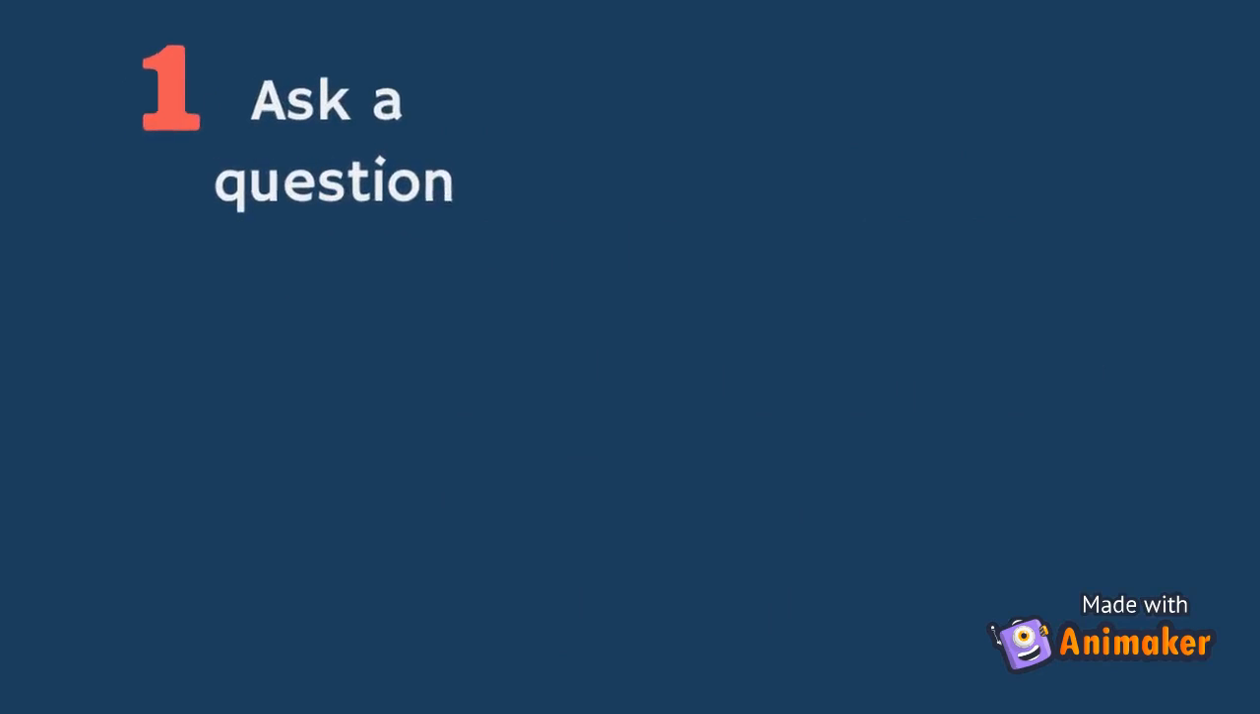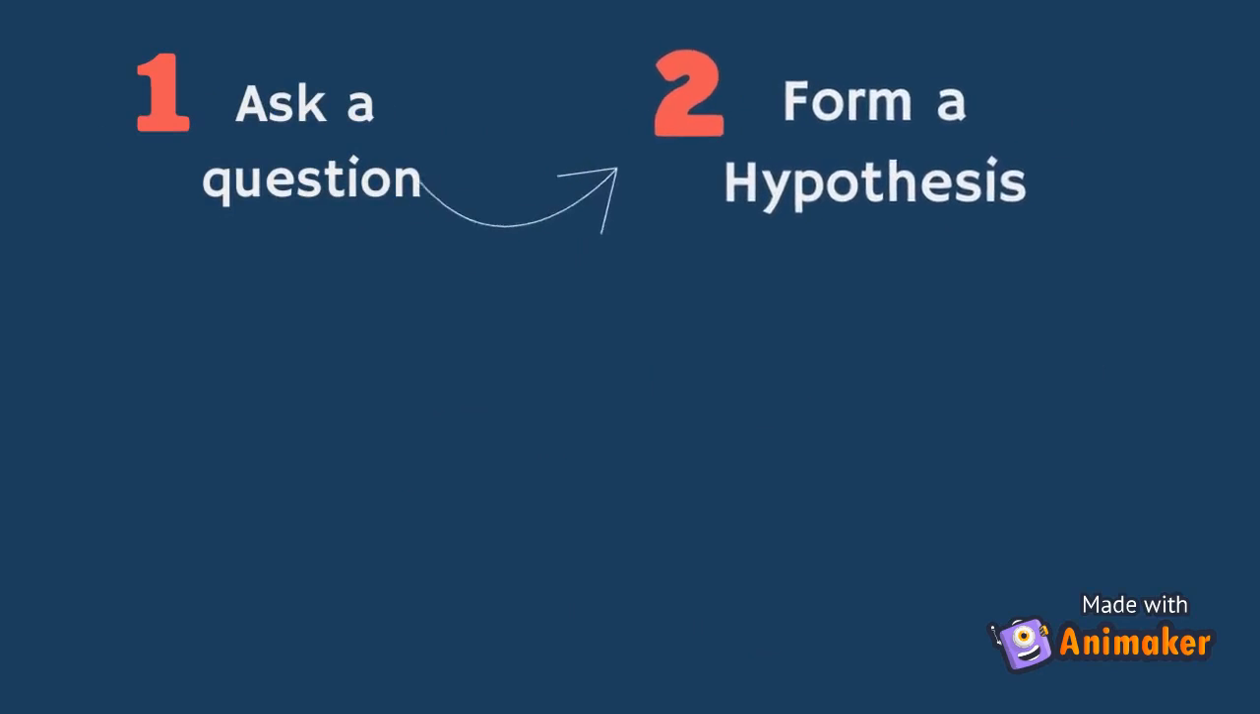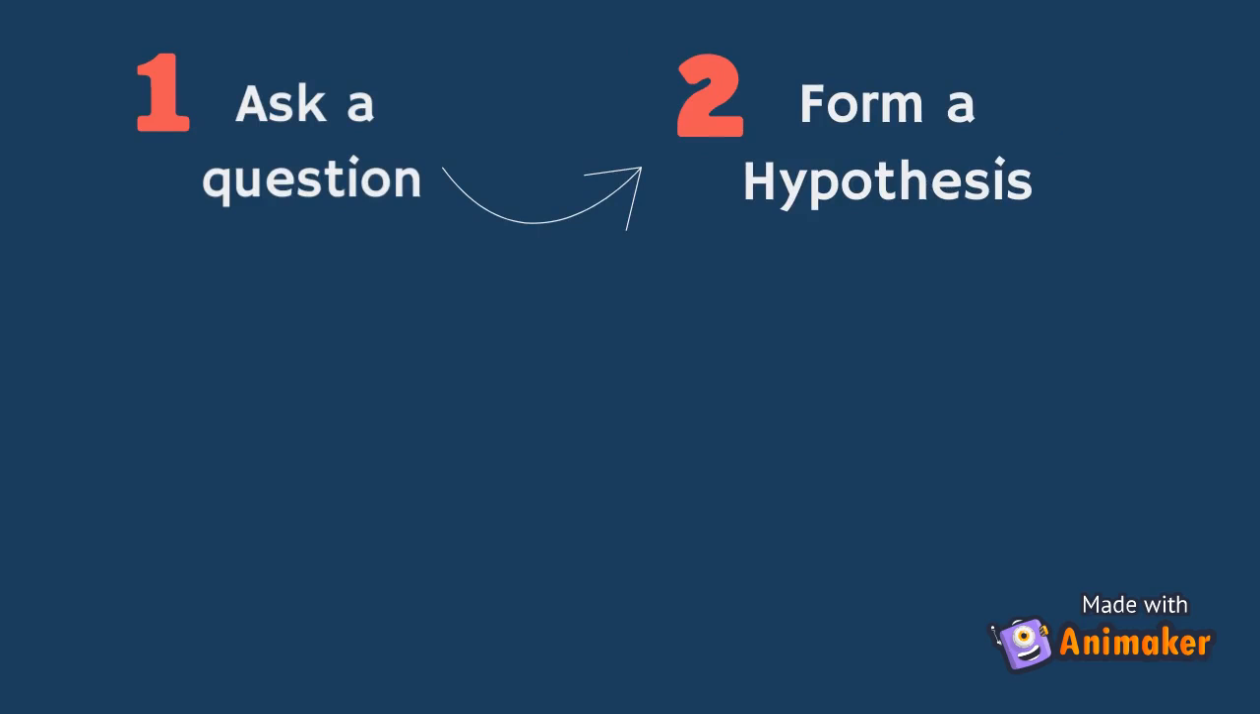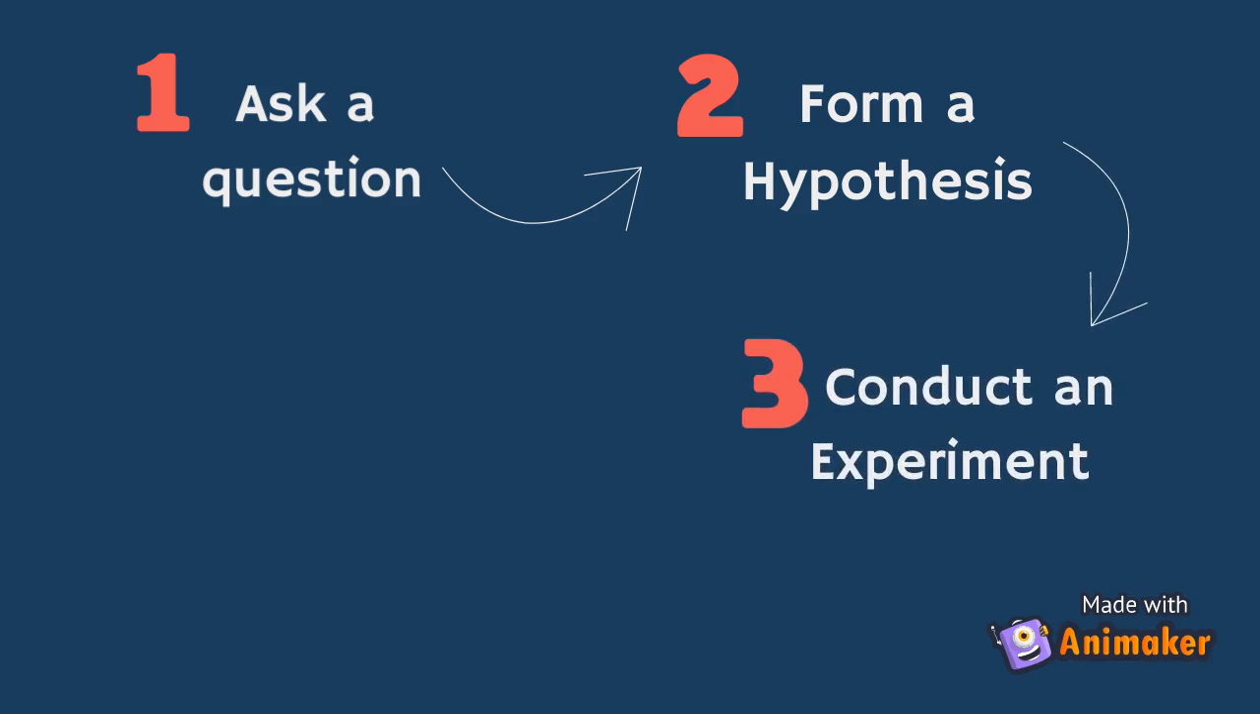First, ask a question. What exactly are you trying to observe, specifically? Second, form a hypothesis. A hypothesis is a testable, educated guess about what you think will happen if you were to test your question with experimentation. Third, conduct an experiment. An experiment is a time to record observations and analyze the meaning of the data collected.